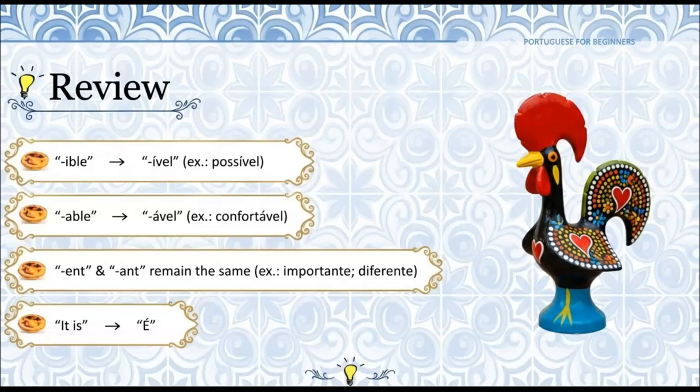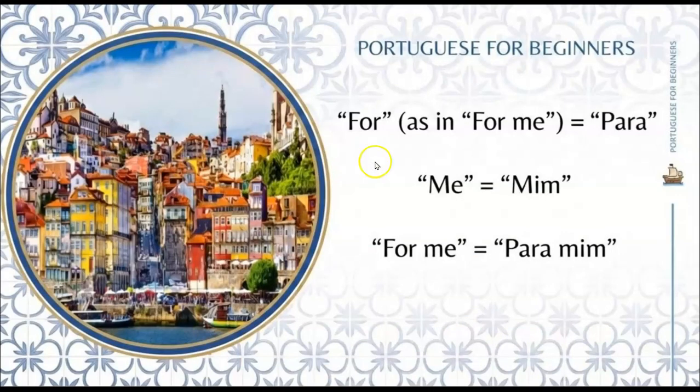So now, let's take the sentence that we created and add more elements into this. We are going to introduce the word for, as in for me. The word for is para. Para. The word for me is mim. Mim. Very nasal. For me will be para mim.